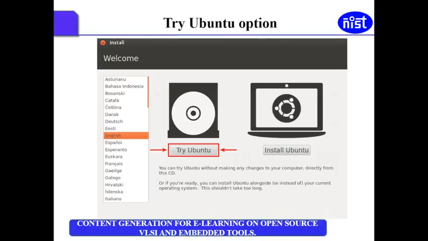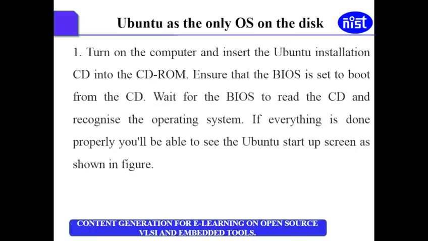But we can also try Ubuntu through the CD drive, just run it once, and then take the drive out and set it aside. So what you do for Ubuntu as the only operating system on the disk: turn on your computer and insert the Ubuntu installation CD into the CD-ROM.